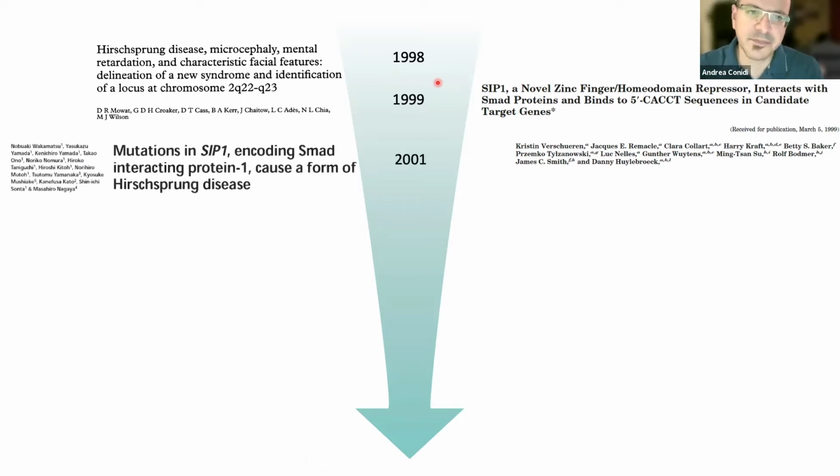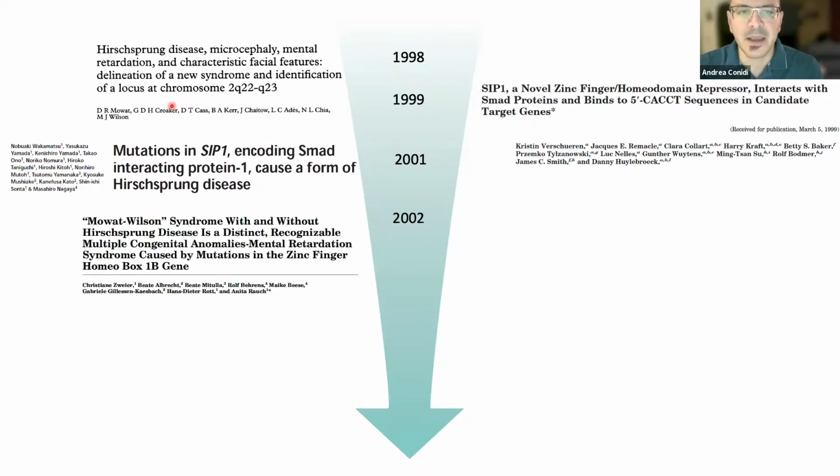It was in 2001 that the group of Masahiro Nagaya, in this paper from Wakamatsu, found that mutations in ZEB2 cause a form of Hirschsprung disease that was also already presented here in the paper published by Mowat-Wilson before. And in 2002, Christian Zweyer and Anita Rauch from Germany proposed that what was initially called Hirschsprung disease with mental retardation would now be called Mowat-Wilson, because it's a totally distinct and recognizable syndrome from Hirschsprung.